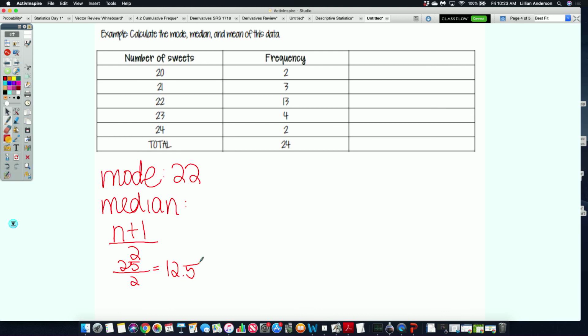It can be used for a frequency table. Okay? Basically, you're looking for your 12.5th term. So you can start here and you can say, okay, what's 2 plus 3? 5. So you know it can't be 20 or 21 because that's only 5 pieces of data. I'm looking for the 12.5th piece of data. What's 5 plus 13? 18. I'm already at 18. Doesn't 12 lie in between 5 and 18? So then your median will be located in this entry point.